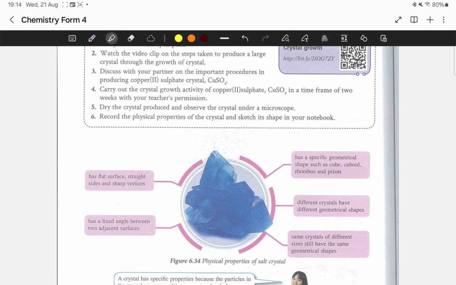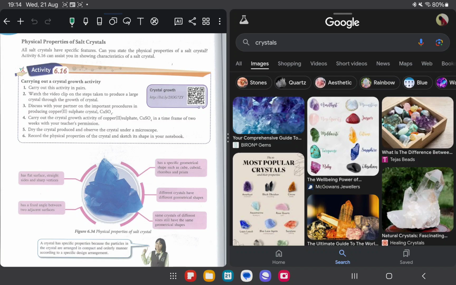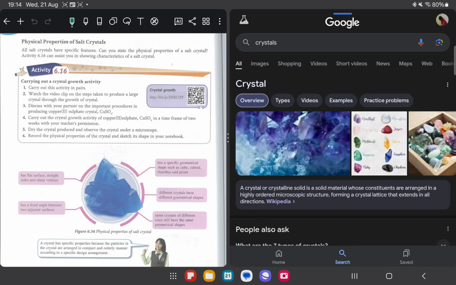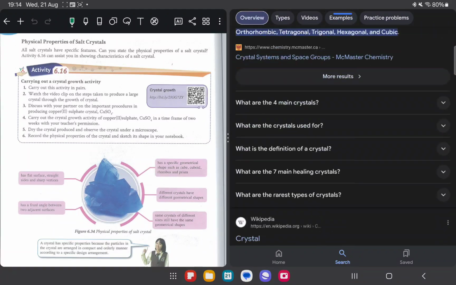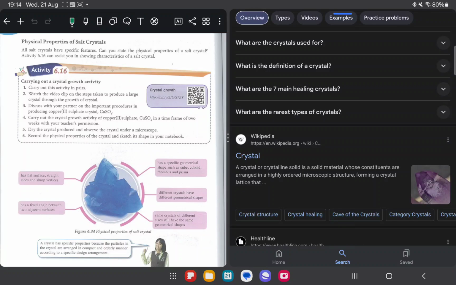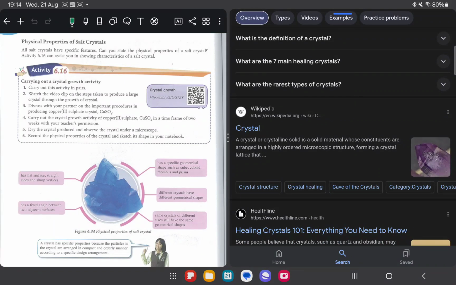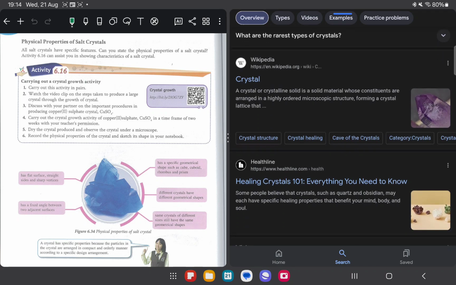Wait, I show you a few examples. So here are a few examples of crystals. Crystals, or crystalline solids, are solid materials whose constituents are arranged in a highly ordered microscopic structure. There are 7 types of crystals. In your syllabus you must know that such a thing as crystal exists. You don't need to know it in very great detail because it only goes up to here. After this you won't learn about these crystals.